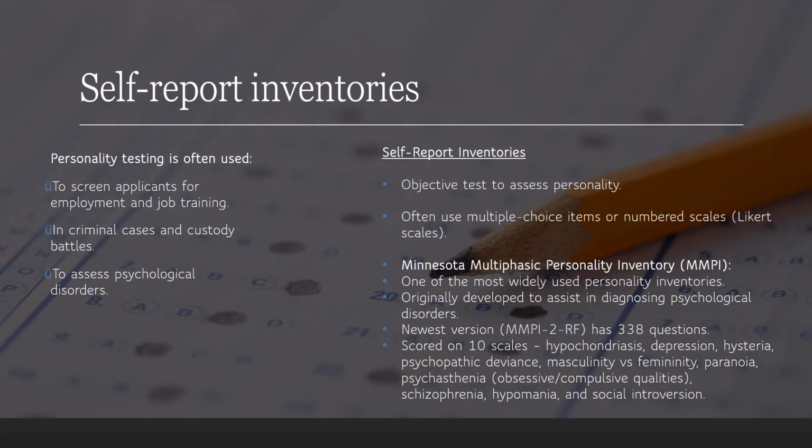Self-report inventories are where someone is asking you to fill out some sort of scale or measurement. They're often used for employment and job training. They might be used in criminal cases and custody battles, and they can also be used to assess psychological disorders. These self-report inventories are objective. That doesn't mean that people aren't going to use some form of self-deception or deceive others. Maybe they don't want to be aware of their own traits, or maybe they don't want you to be aware. But it's objective in the fact that it is standardized. There's a standard way of administering these tests and a standard way of scoring.